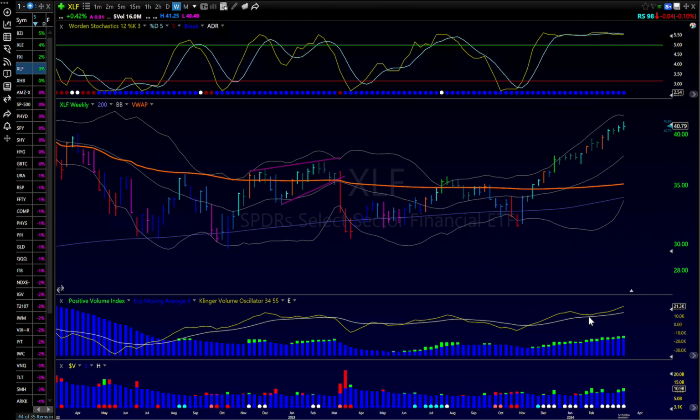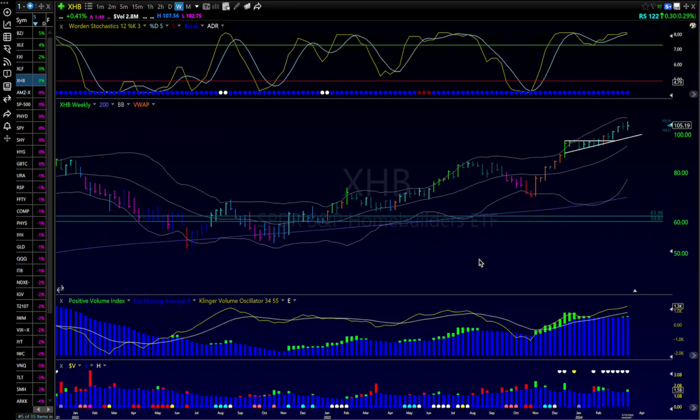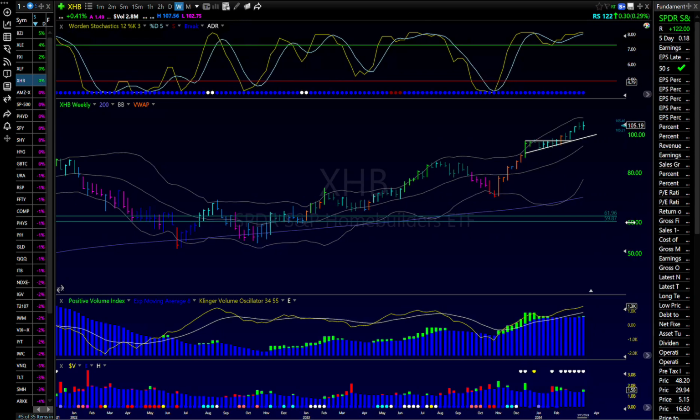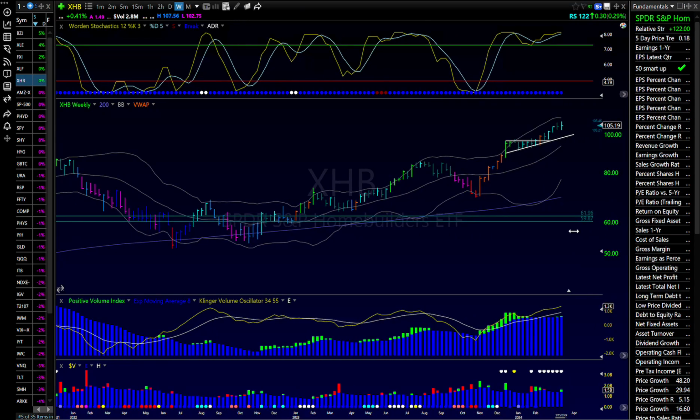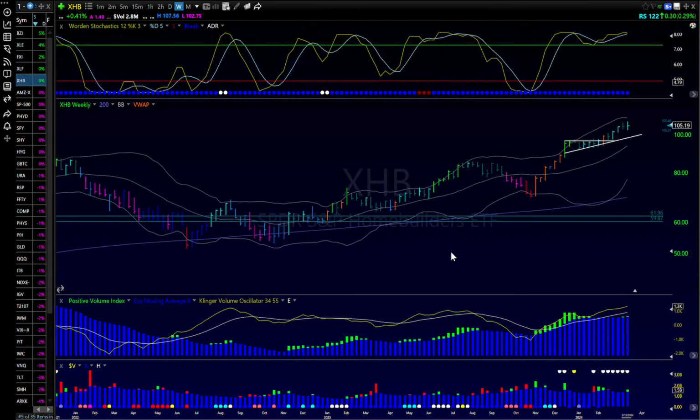XLF financials, that's in a clear uptrend so far, and so far I don't see any signals where it appears to be reversing. Home builders, let's see, also got my fundamentals here, which we'll get to in a second. Better with looking at that with stocks.